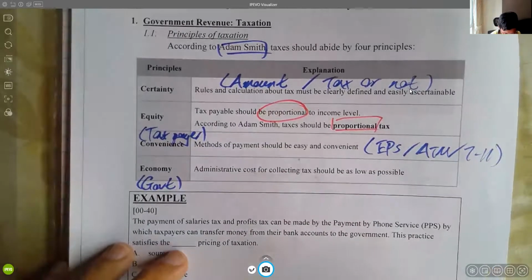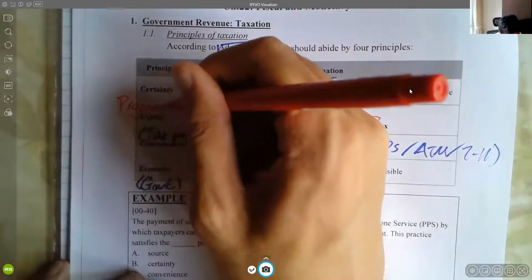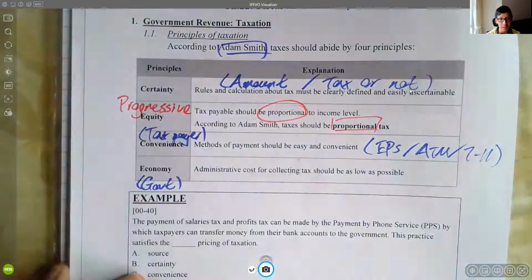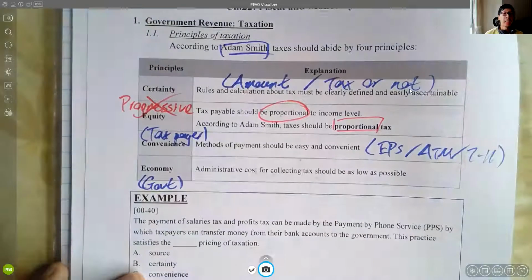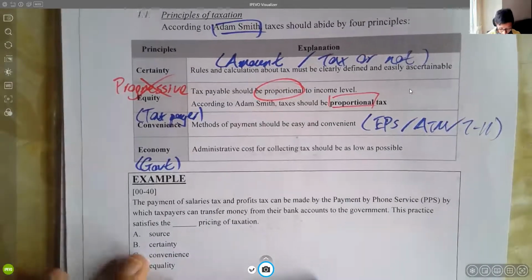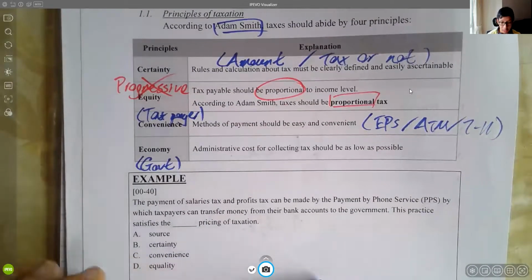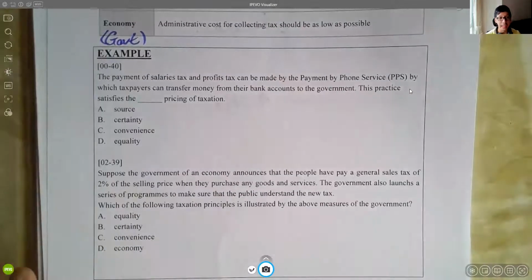Because remember, counterintuitively, when we talk about progressive tax, progressive means when you're richer, you pay even more. Counterintuitively, this is not in line with the equity principle. All right, these are not exactly too difficult. So let's look at some examples of how we deal with it.